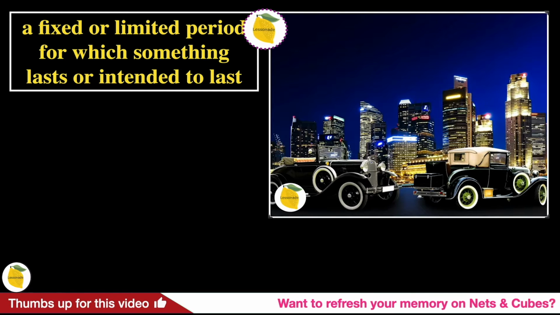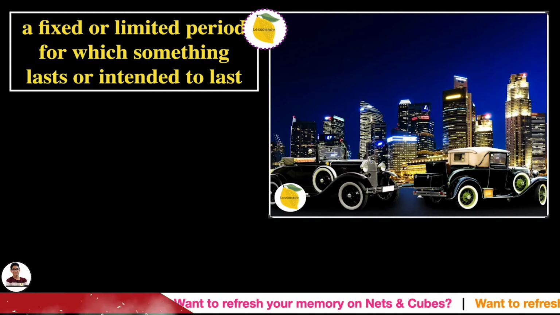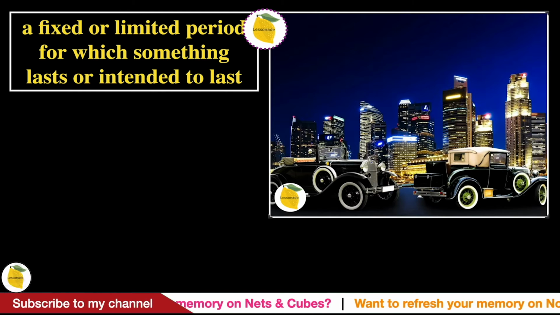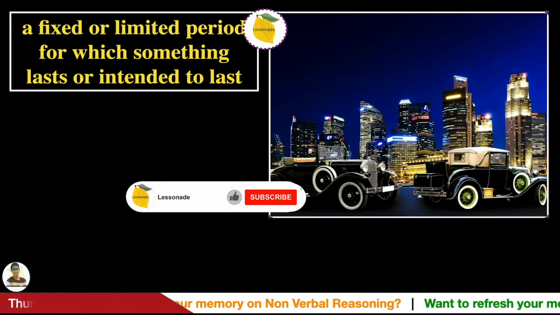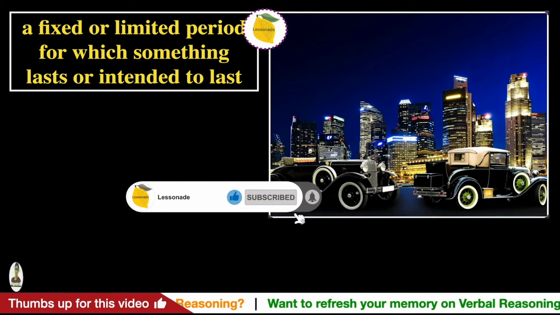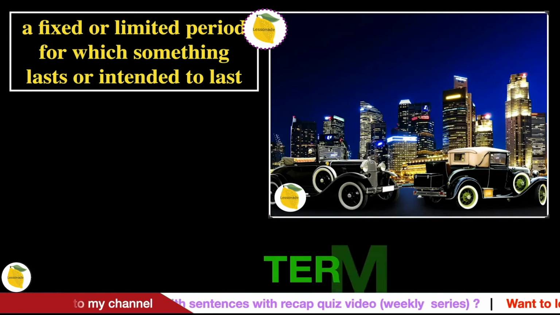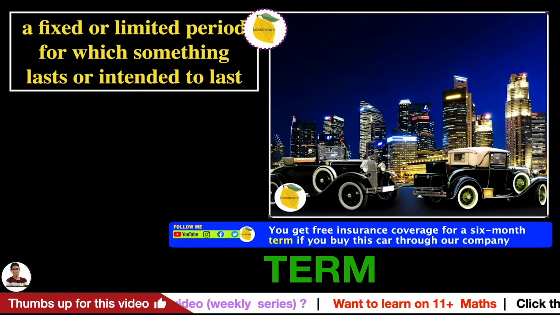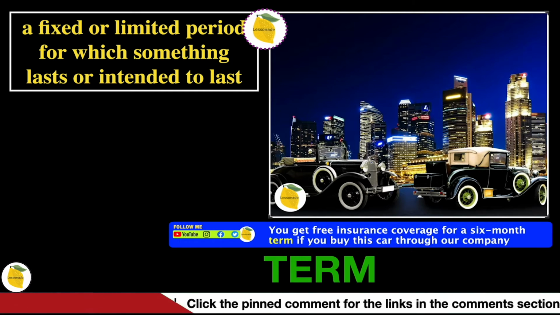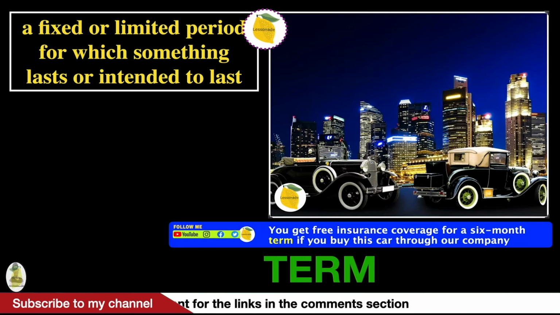A fixed or limited period for which something lasts or intended to last. In this picture, we can see cars, and cars normally have a fixed or limited period in which they last or intend to last, and therefore the word will be term. And the sentence for this word is, you get free insurance coverage for a 6-month term if you buy this car through our company.